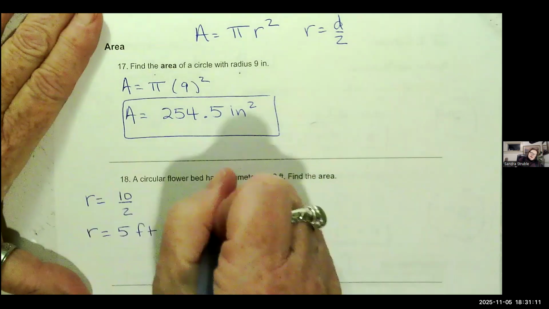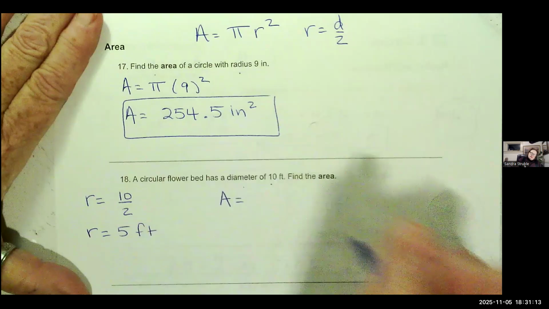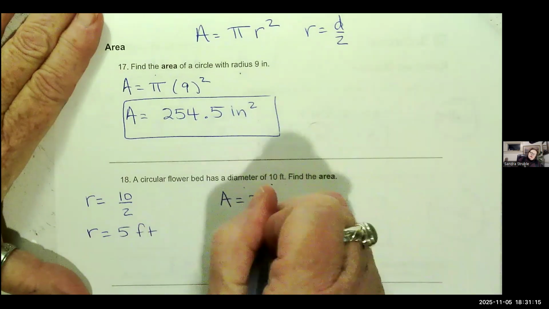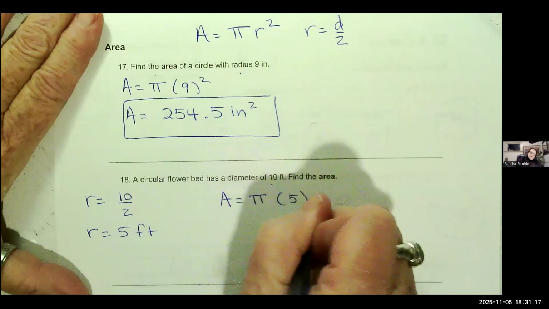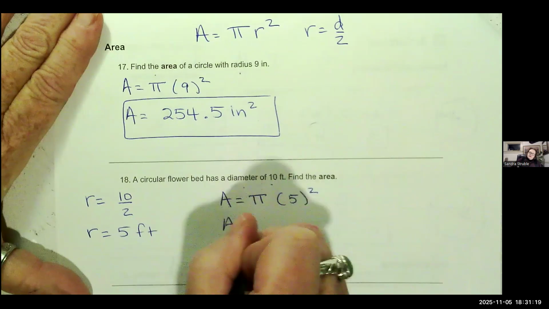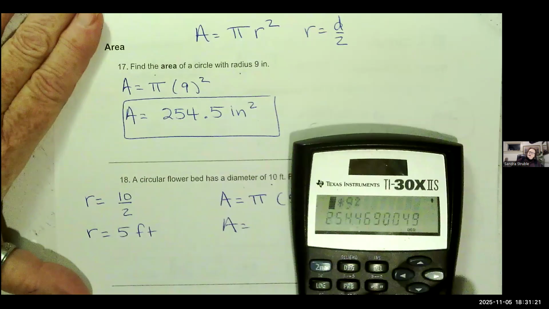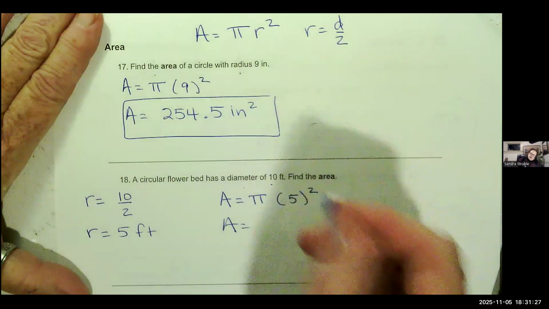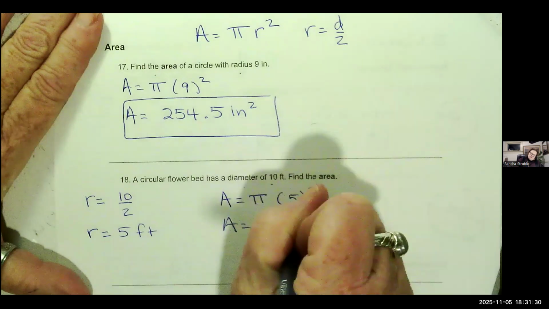Okay, my area is pi times the radius squared. So pi times 5 squared equals 78.5. The unit is feet, and we have to square that.